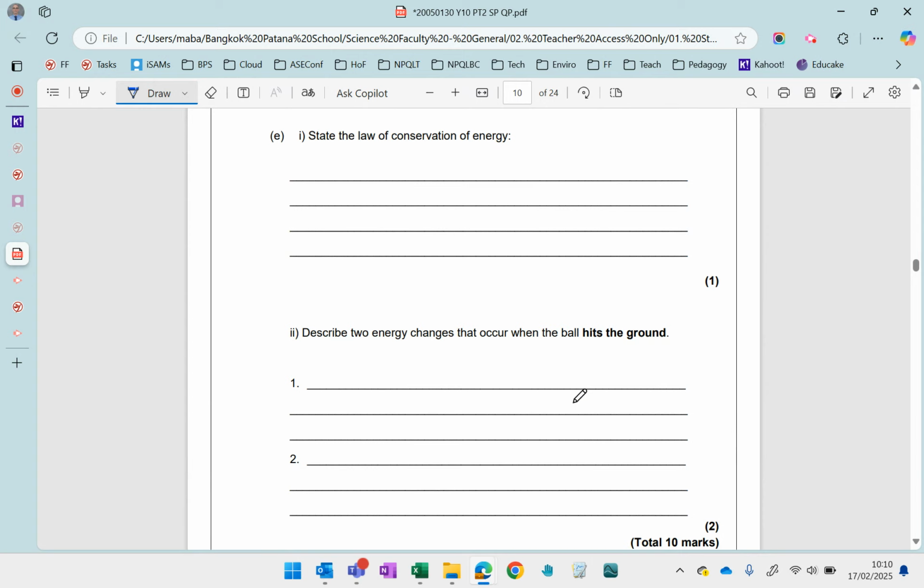State the law of conservation of energy. Okay. There's several ways that you can do this. I think the most elegant way of doing it is saying that sigma Ei, which is the total initial energy, is equal to sigma Ef, which is the total final energy. The other way that you can do this is, of course, to say that energy cannot be created or destroyed, but it can only transfer from one energy store to another.